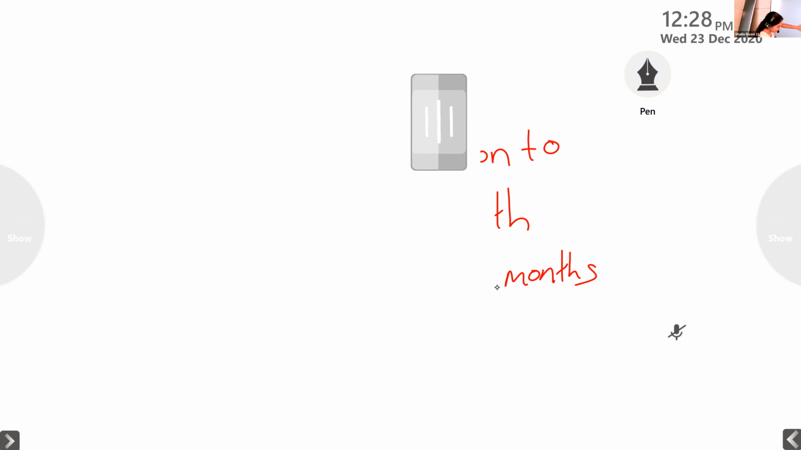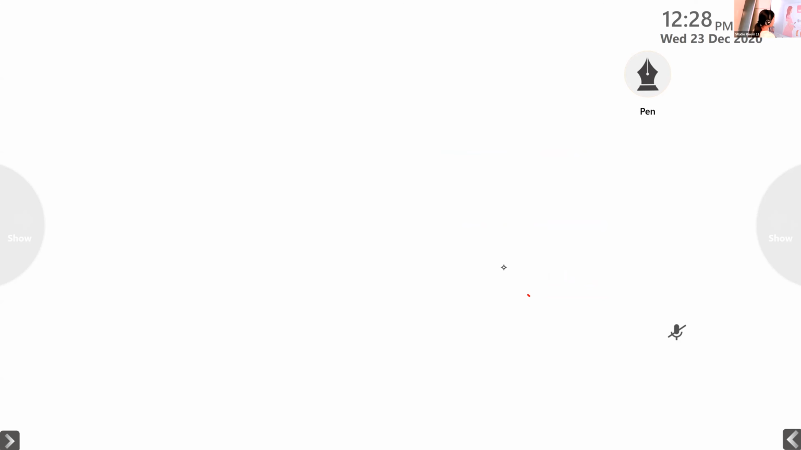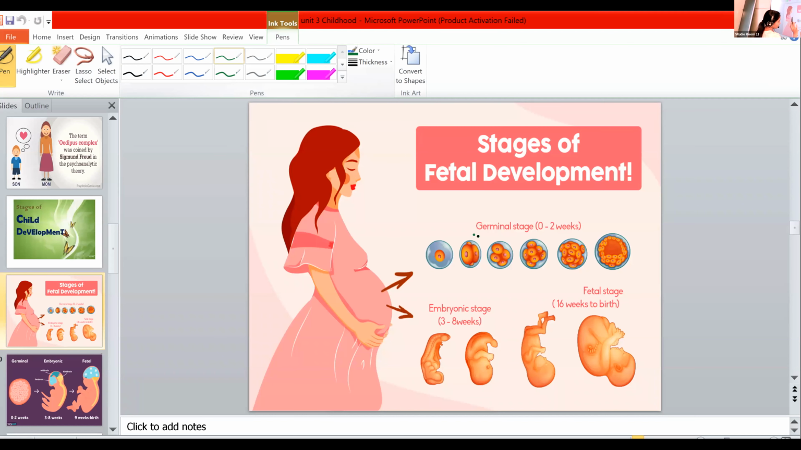Okay. Basically, this prenatal period is divided into 3. Note down, it's very important. Germinal stage, embryonic stage, and fetal stage. The spelling of the fetus is F-O-E-T-U-S. So this prenatal stage is divided into 3: germinal stage, embryonic stage, and fetal stage. Okay. This is a clear picture.